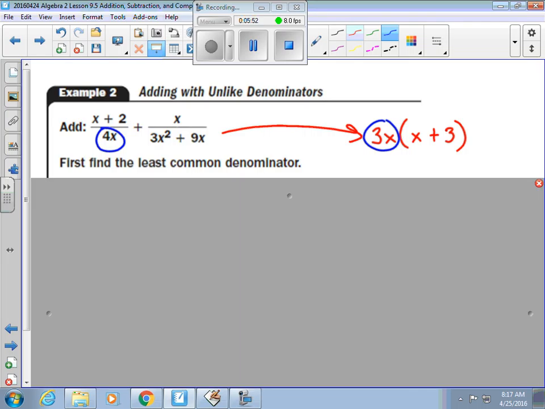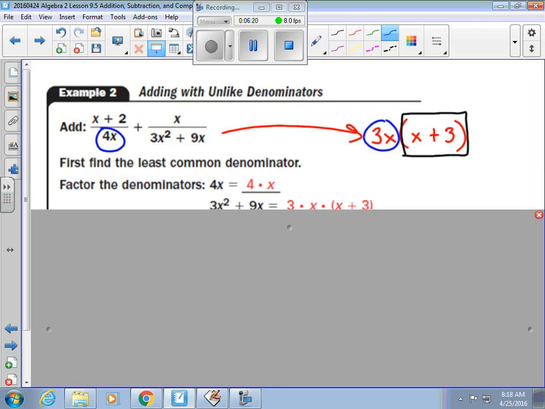What is the smallest multiple, or the least common multiple, of 4 and 3? That's right, the number 12. They both go into 12. So our common denominator for both of these fractions is going to include this expression right here, x plus 3, and it's going to include x because they both have x in it, and it's going to include the number 12, since 12 is the least common multiple.